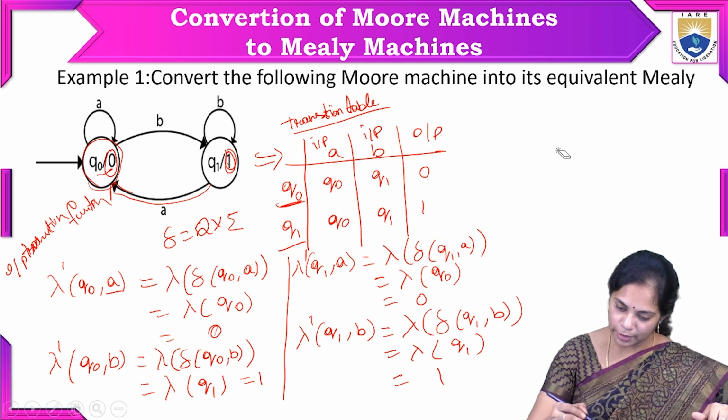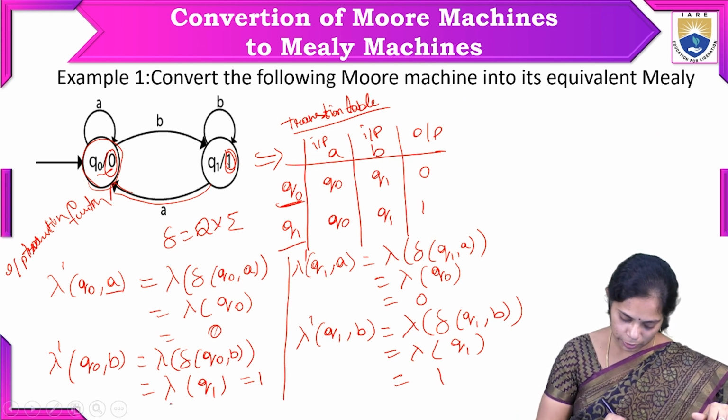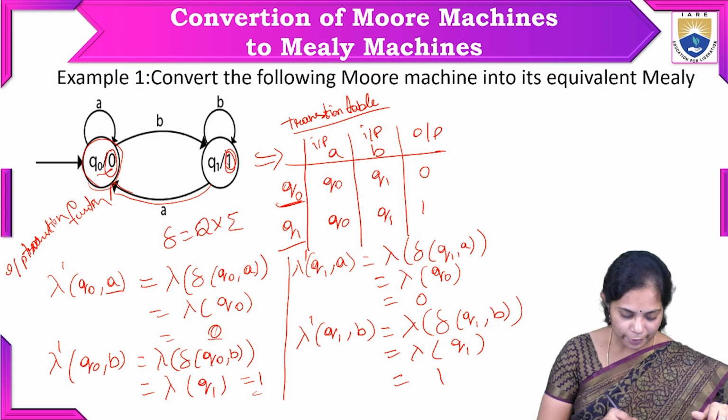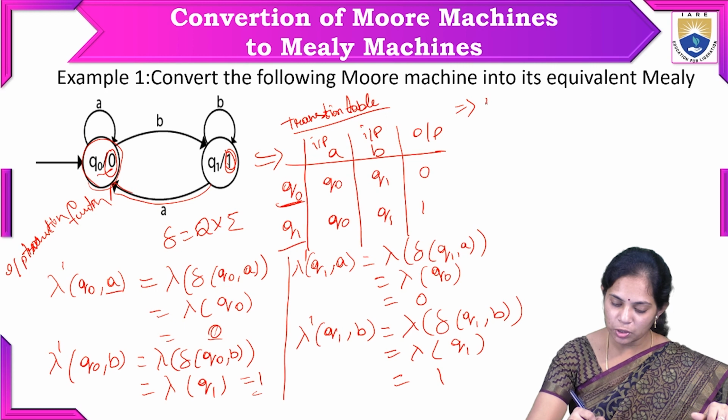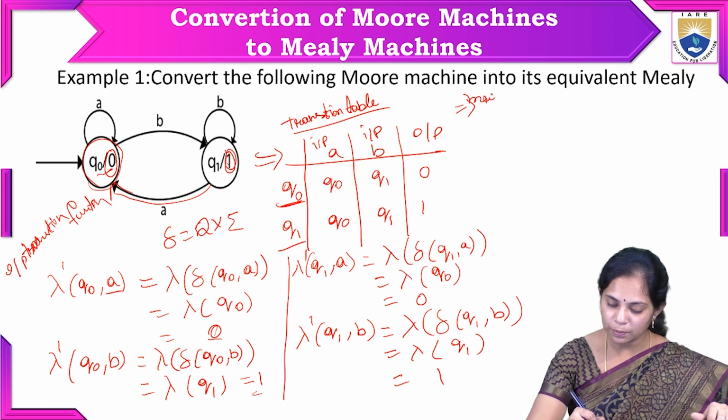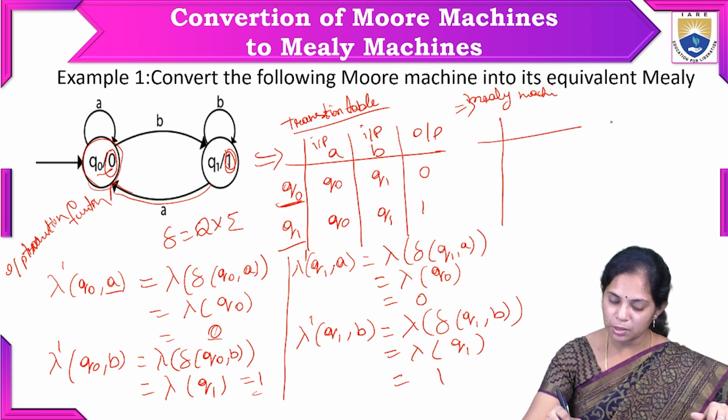So we already noted down what the output is for every input symbol. Let's draw this transition table as a Mealy machine. So what is the transition table for the Mealy machine? Here, how many states are there?